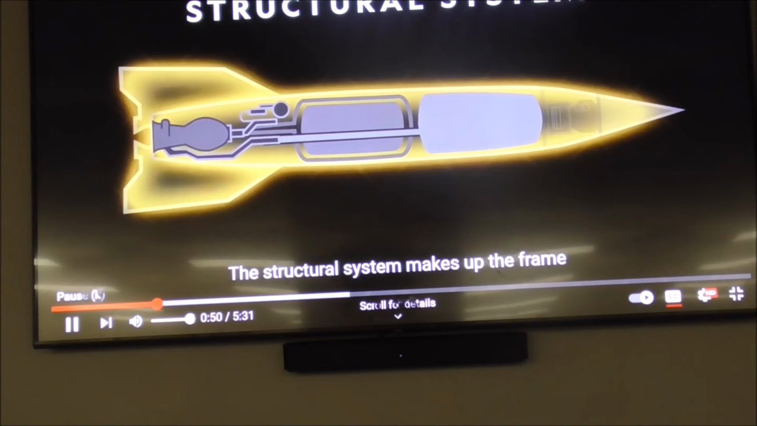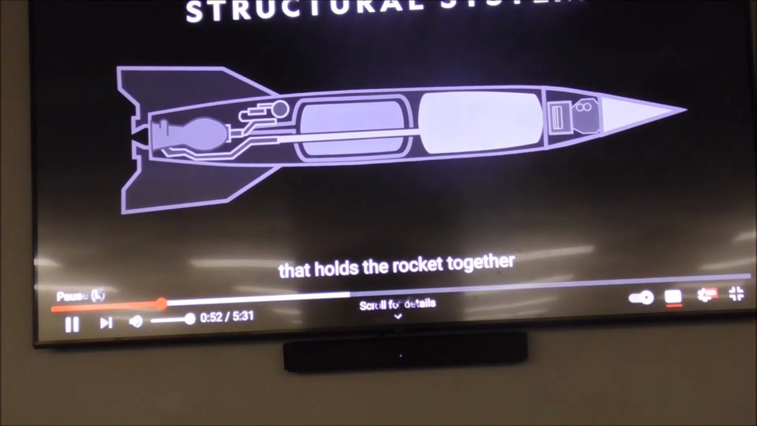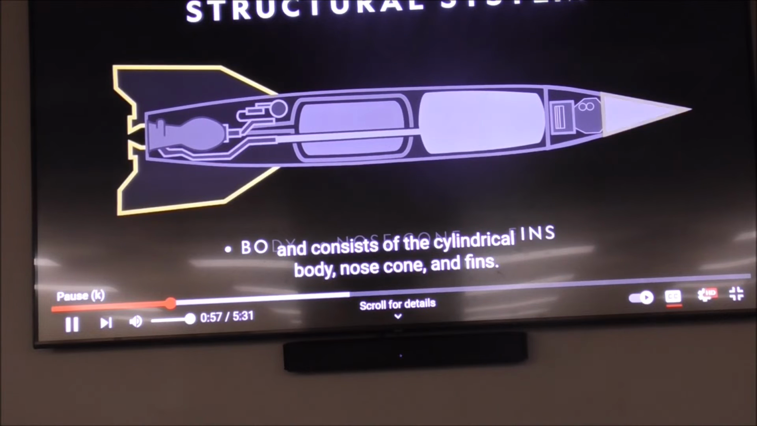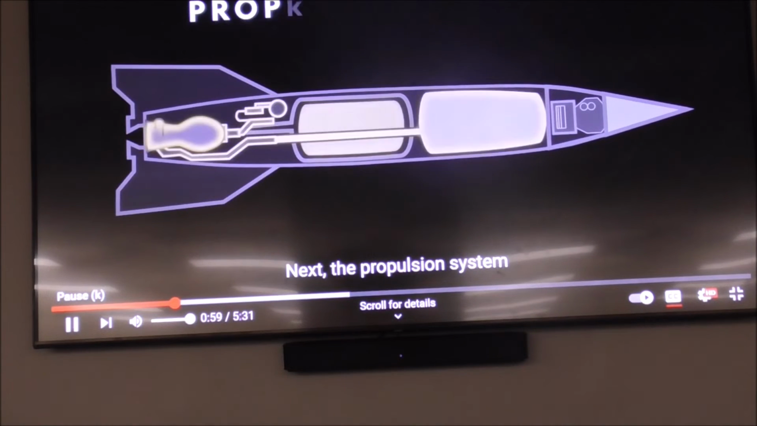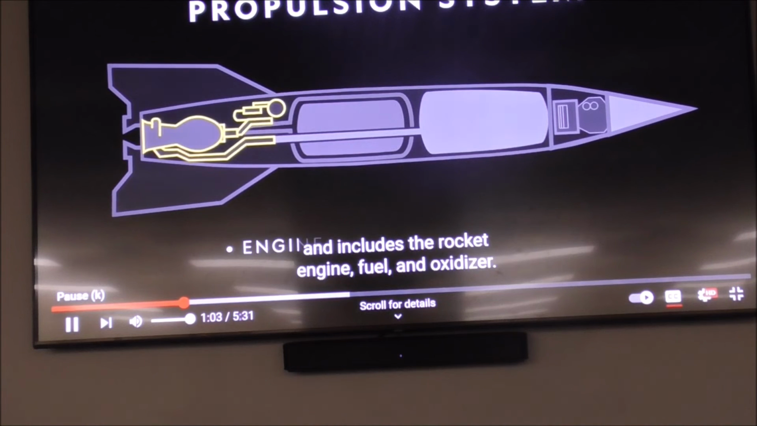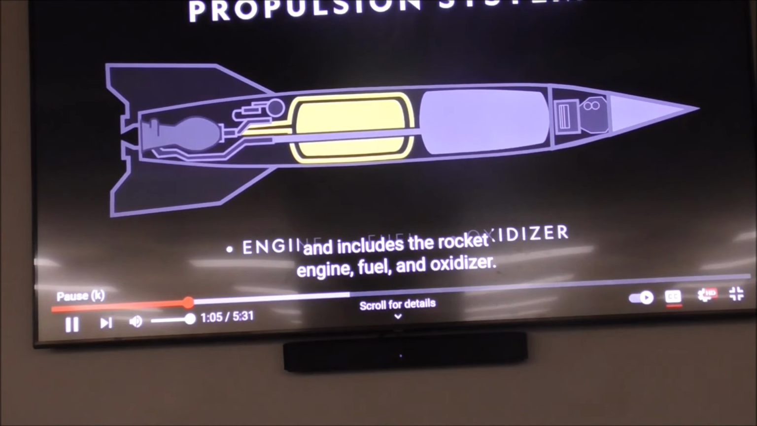The structural system makes up the frame that holds a rocket together. It consists of the cylindrical body, nose cone, and fins. Next, the propulsion system takes up the most amount of space and includes the rocket engine, fuel, and oxidizer.